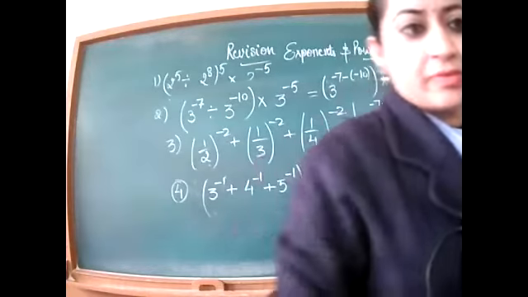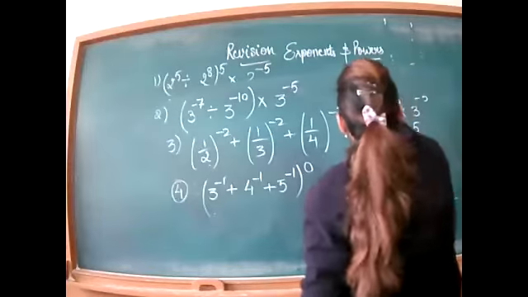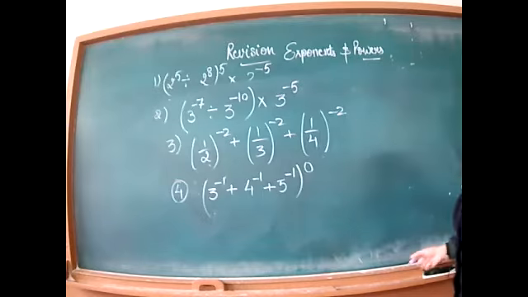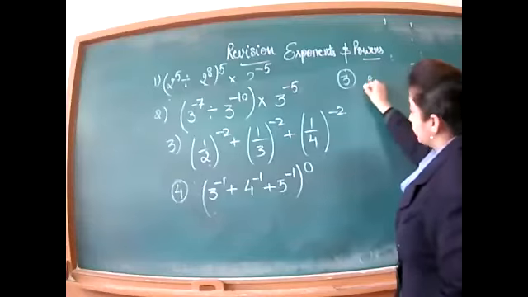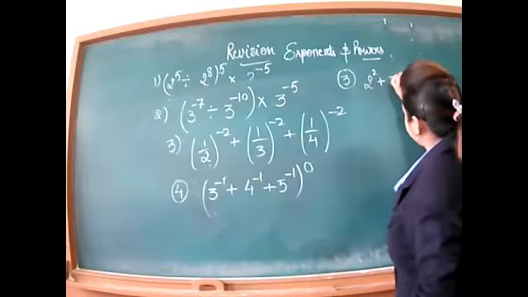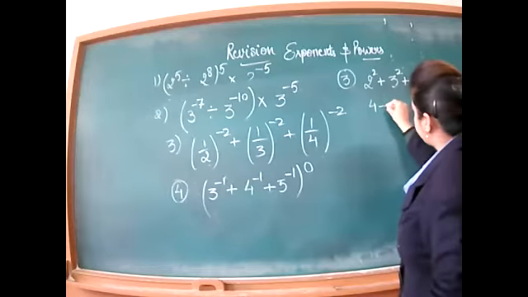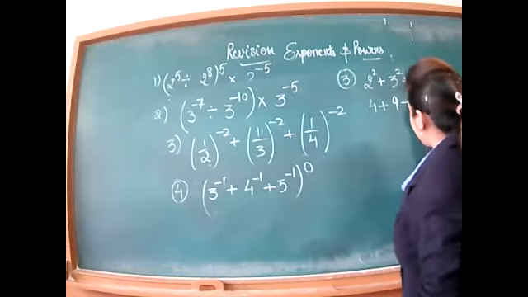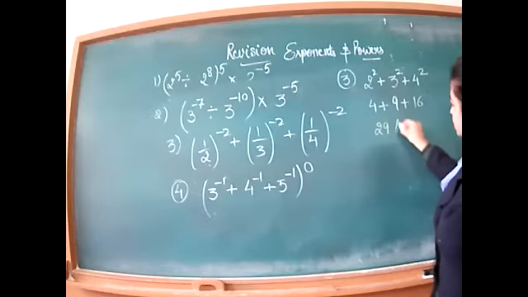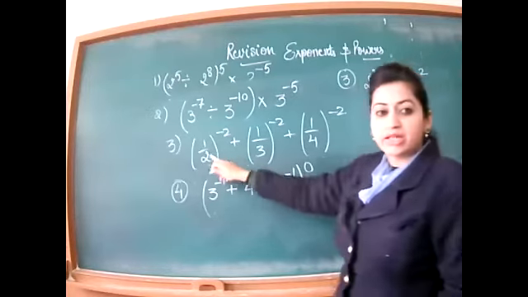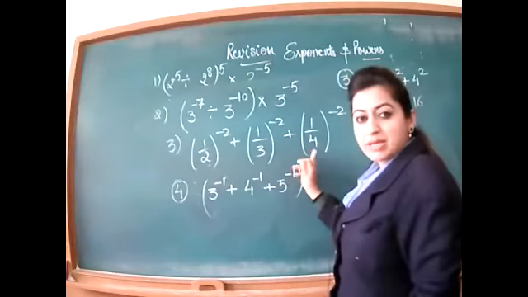Do it, hurry up. Yes, Shabad. मैम रेसिप्रोकल हो जाएगा, माइनस पावर है। 2 raised to power 2 हो जाएगा, 3 plus 3 raised to power 2 plus 4 raised to power 2. 4 plus 9, 2 square is 4, 3 square is 9, 16 plus... Yes, 29. Children, do not combine everything and make the total power minus 2. You can't do it. You have to solve the power separately, then you will add.